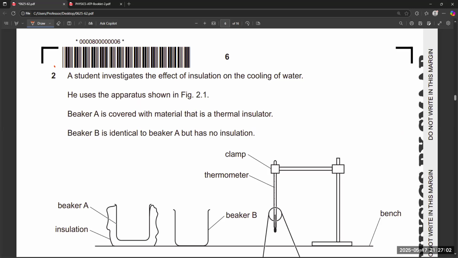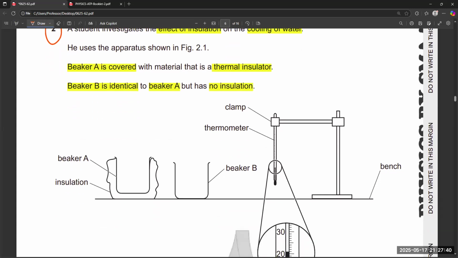Now the second question is from thermal. A student investigates the effect of insulation on the cooling of water. He uses the apparatus shown in figure 2.1. Beaker A is covered with a material that is a thermal insulator. So beaker A is covered with thermal insulator, simple. And beaker B is identical to beaker A. So both beakers have the same dimensions, but there is no insulation for beaker B. You can see in the diagram also, we have insulation on beaker A, but no insulation on beaker B.